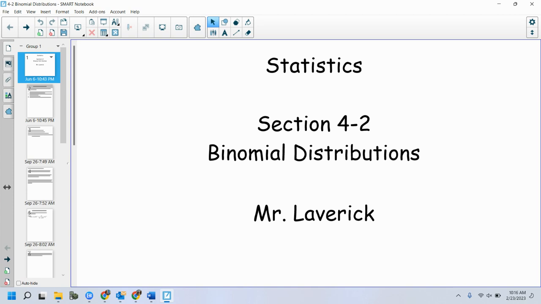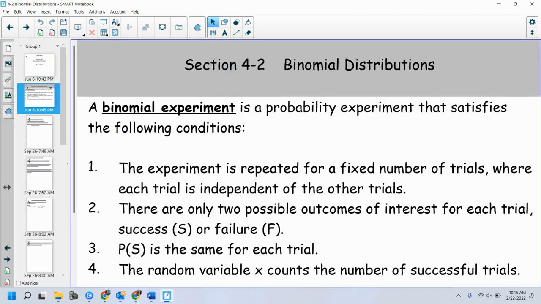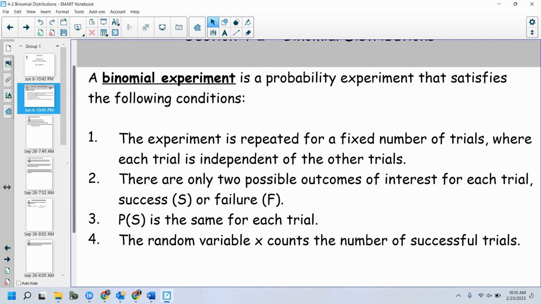It's called a binomial distribution. Prefix bi meaning two, so I'm going to be having to do one or the other type thing, the two options. All right, so let's talk about what makes a binomial. When we talk about a binomial in terms of a polynomial, that's a two-termed polynomial, so it's got something to do with two.